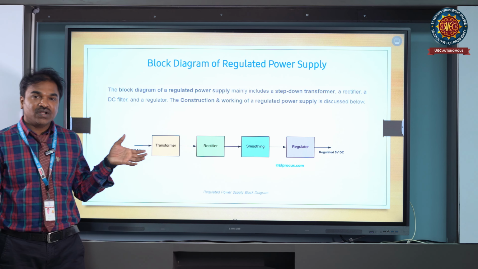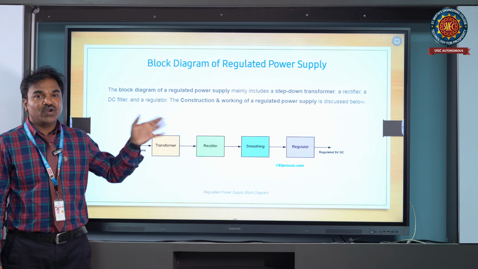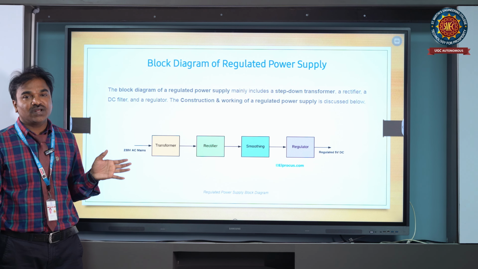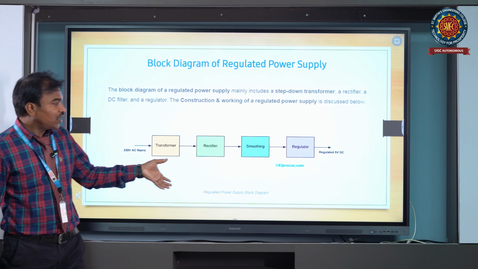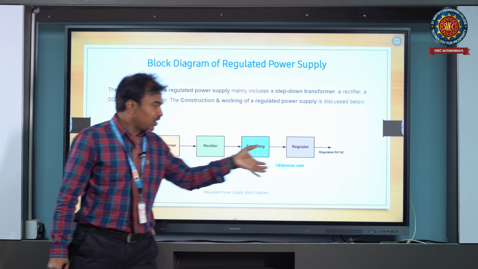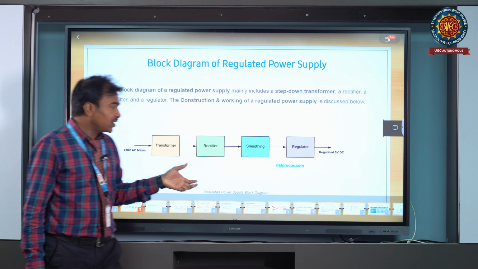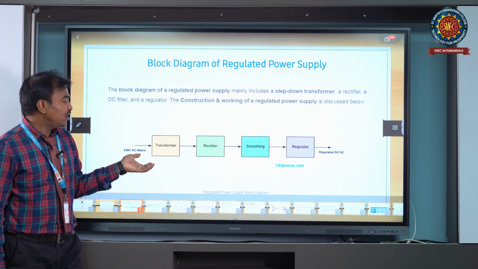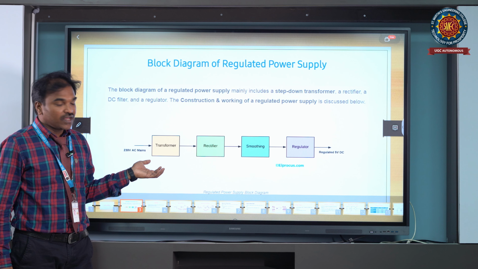How do we convert alternating current into direct current? What are the components that are required? This is the total block diagram. If you apply an AC input voltage, it will be converted into DC output. These are the different types of blocks. What are the uses of each block?